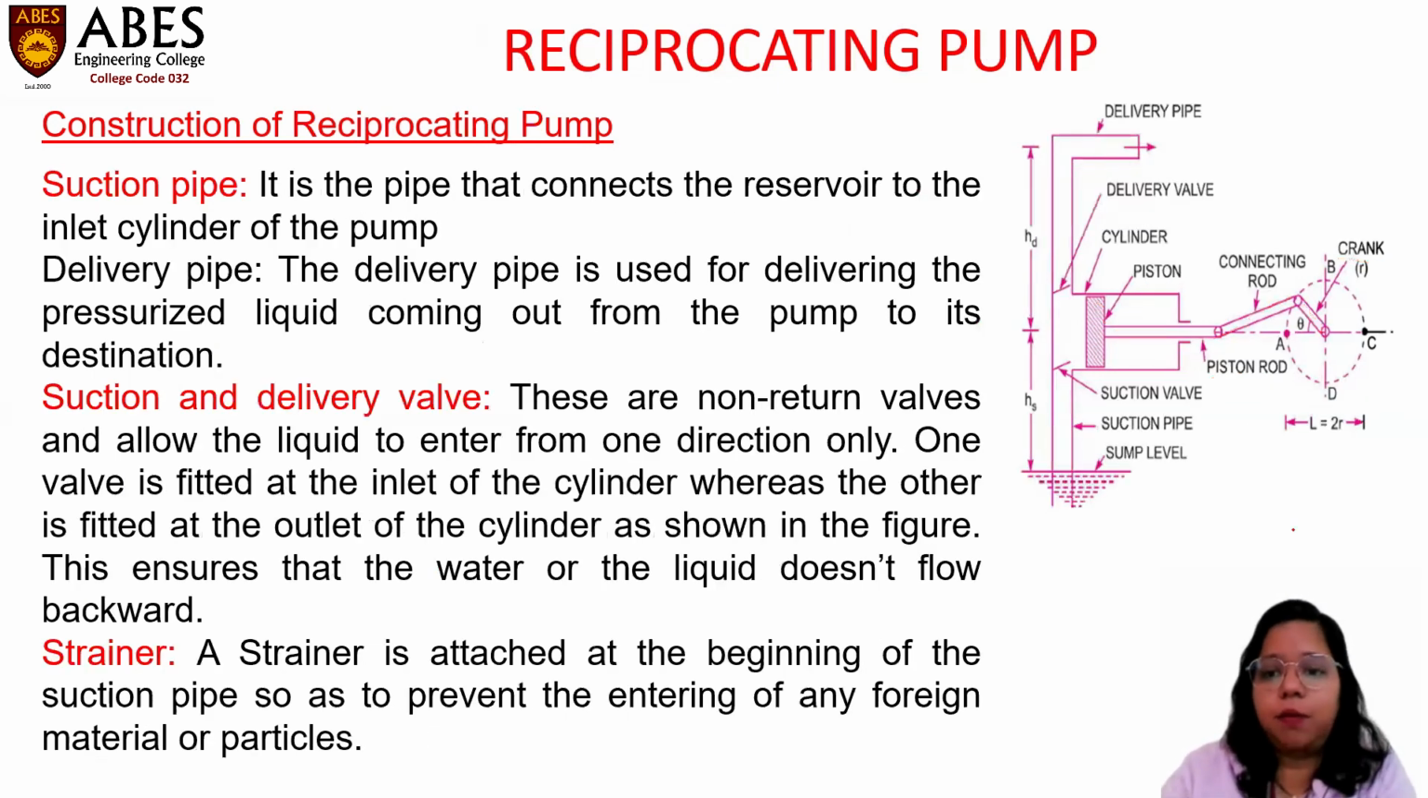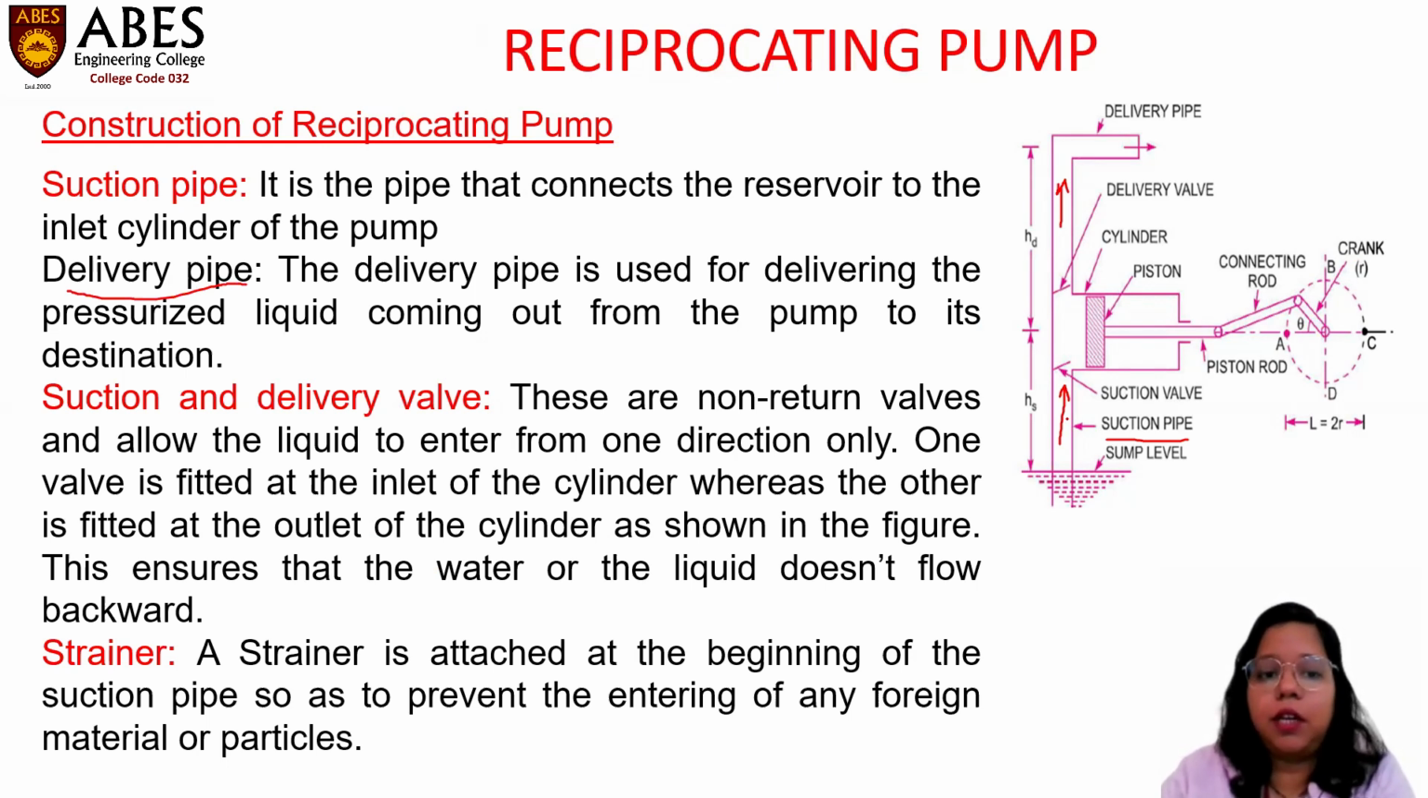Next is suction pipe. This is suction pipe. It is the pipe that connects the reservoir to the inlet cylinder of the pump. Next is delivery pipe. This is delivery pipe. Here, the delivery pipe is used for delivering the pressurized liquid coming out from the pump to its destination.